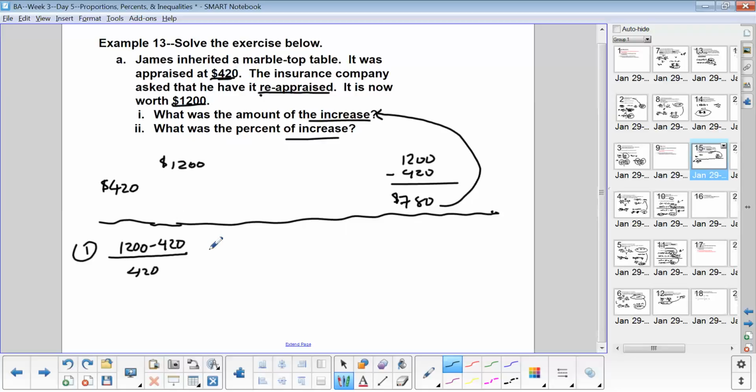So we know it increased. So that $1,200 minus 420, that's $780. We knew that from over here. $780 divided by 420. And what is that going to give us? That's going to give us 1 85 hundredths. But that's not as a percentage. That's just a decimal value. So if you multiply that by 100, you're going to get 185% increase.